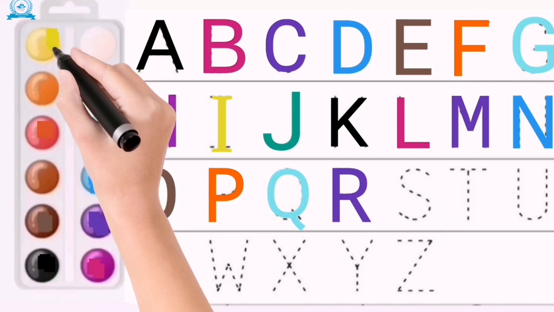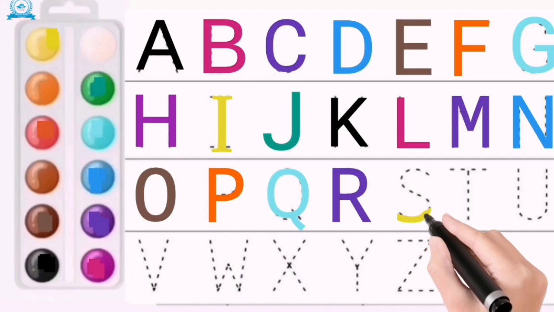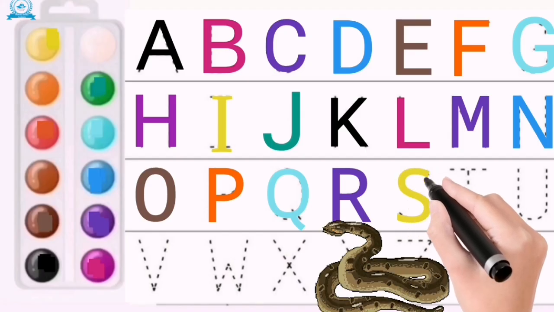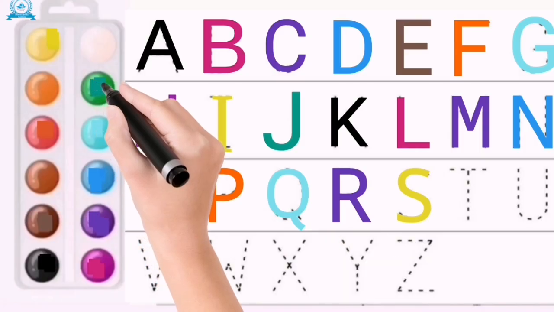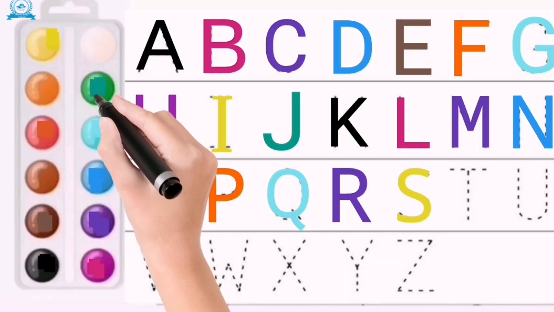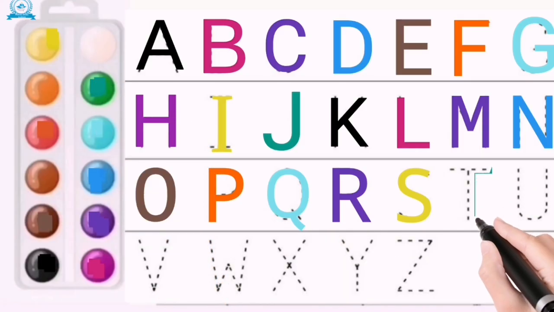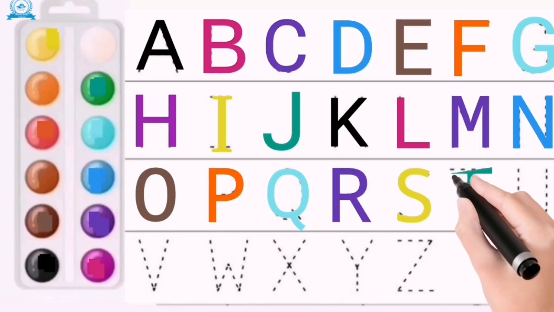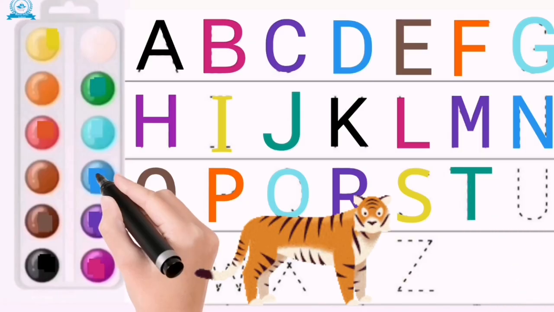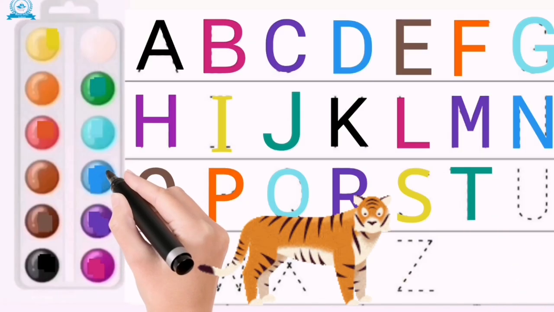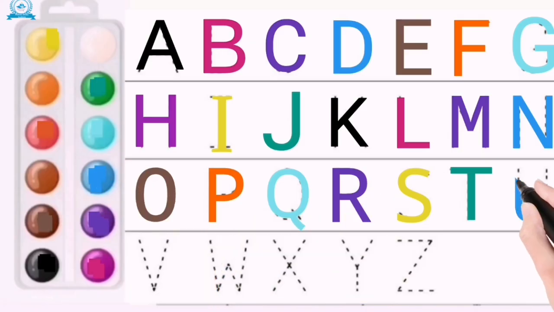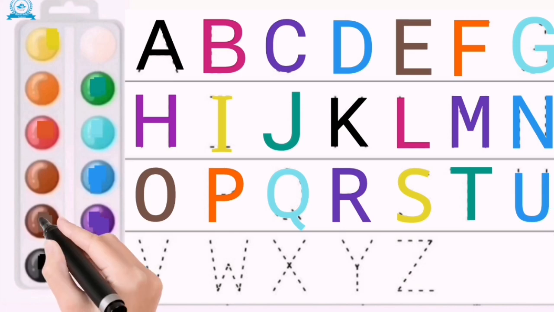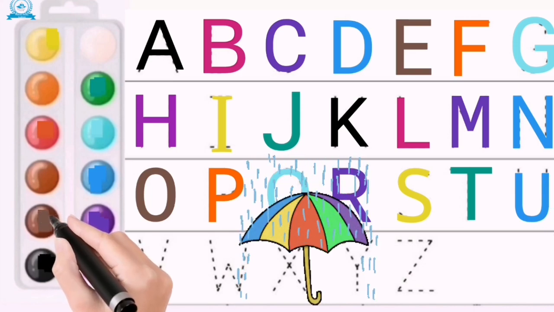S is for snake. T is for tiger. U is for umbrella.